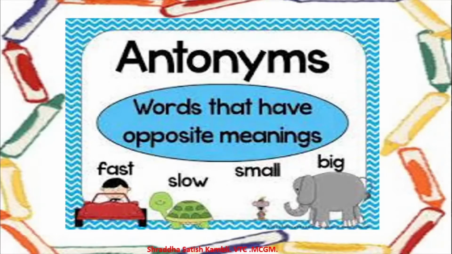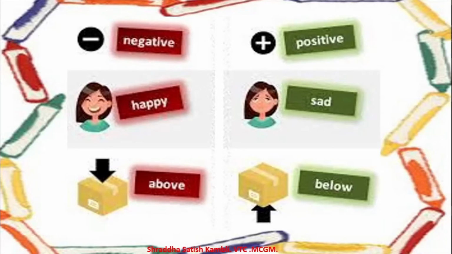So once again, what are antonyms? Words that have opposite meanings are called antonyms. So here you can see a fast car, a slow tortoise, a small ant and a big elephant. So these are opposite concepts. Antonyms means opposites. Now we will look at some examples.